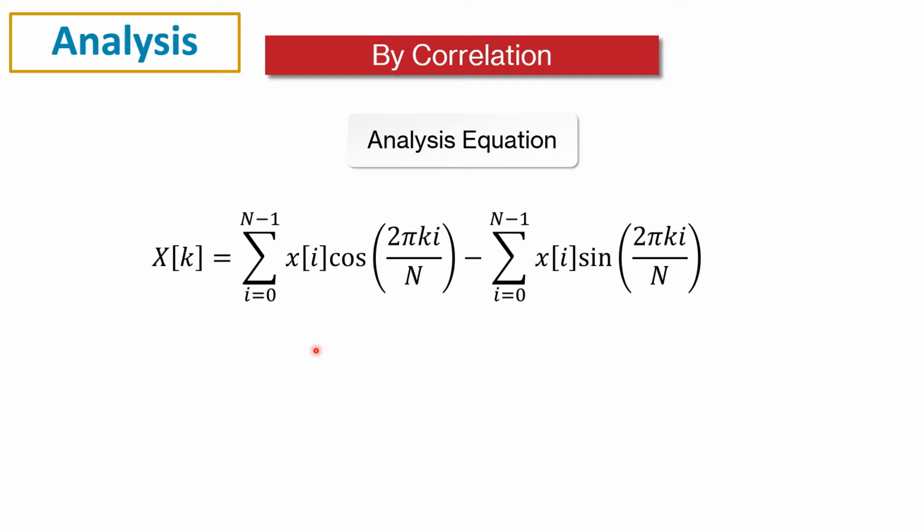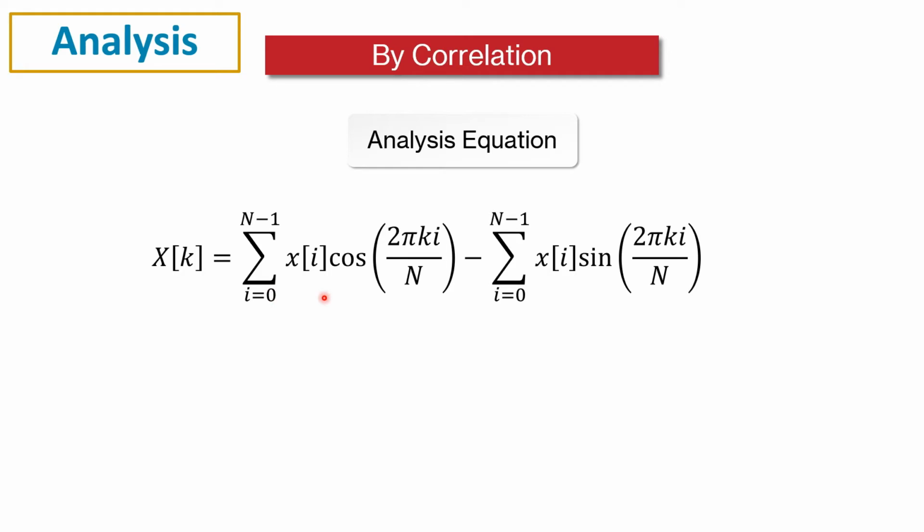And by correlation method, this is the analysis equation. So this is the equation that is used to calculate DFT by correlation method. And this equation is called as synthesis equation, and we have seen this in the previous lecture also. And it consists of two parts. This part, the one with the sine and the one with the cos. So one part is called as real part, and the other one is imaginary.